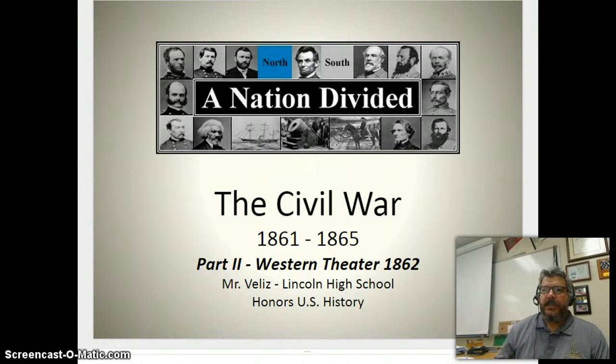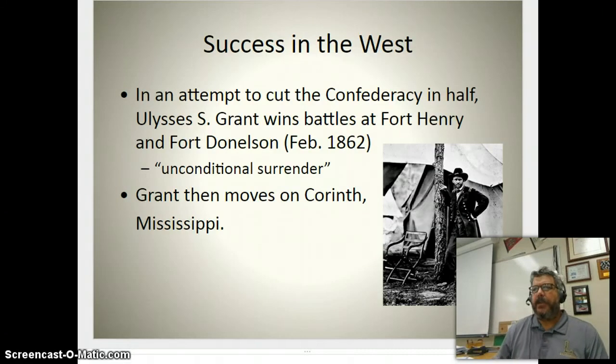This is the part of the unit where we're going to introduce Ulysses S. Grant. Okay, Ulysses S. Grant is not in overall command in the Western Theater. That would fall to Henry Halleck, the Major General of the Western Theater. However, U.S. Grant is becoming the most successful general in the West.